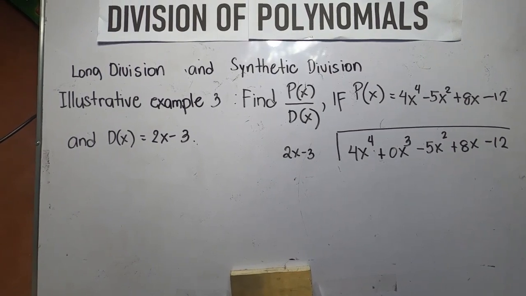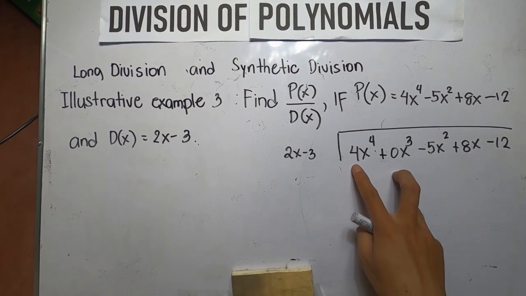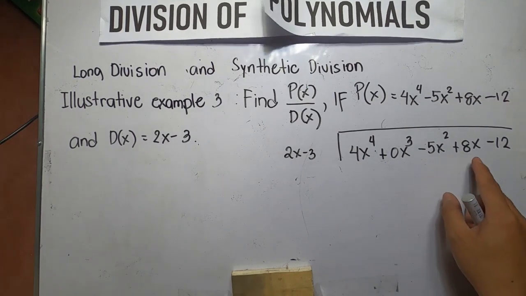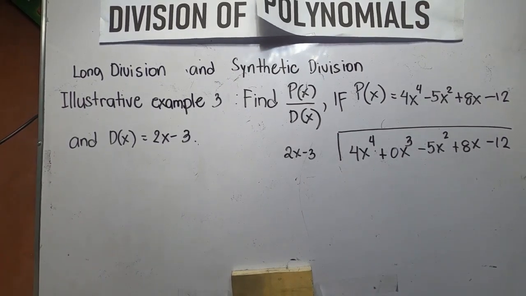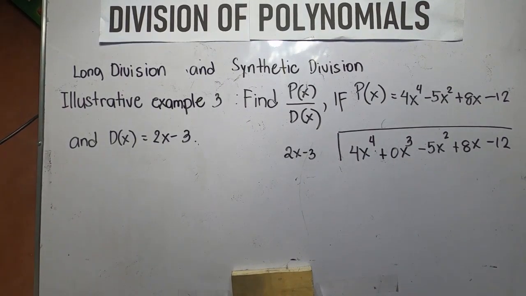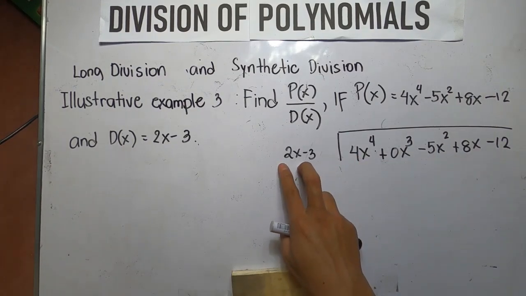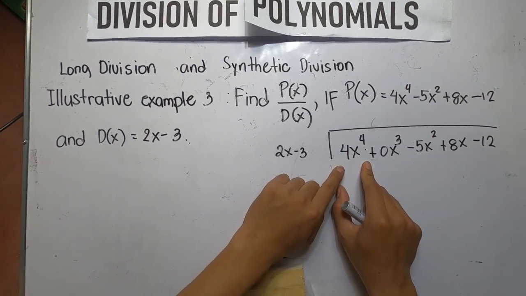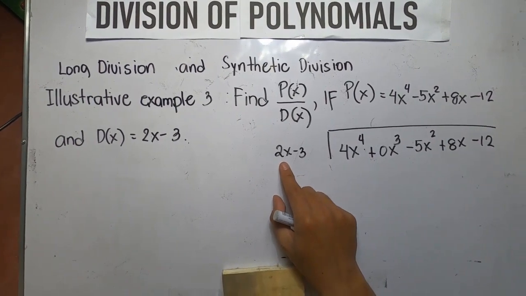So we have now written the division sentence. That is 4x raised to 4 plus 0x cubed minus 5x squared plus 8x minus 12 divided by 2x minus 3. So, next step is to divide the leading term of the dividend by the leading term of the divisor. The leading term of the dividend is 4x raised to 4. The leading term of the divisor is 2x.